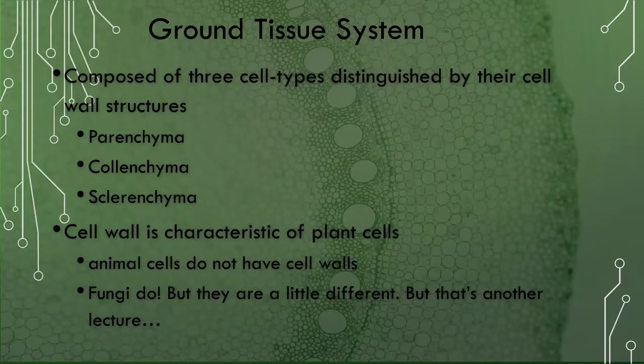We need to be kind of fluid and be able to move around. Whereas a plant needs to be a little more rigid so that it can grow tall and get to the sunlight. Fungi actually also have cell walls as well, but their cell walls are a little bit different from plants. But that's another lecture because we'll talk about fungi in the future.